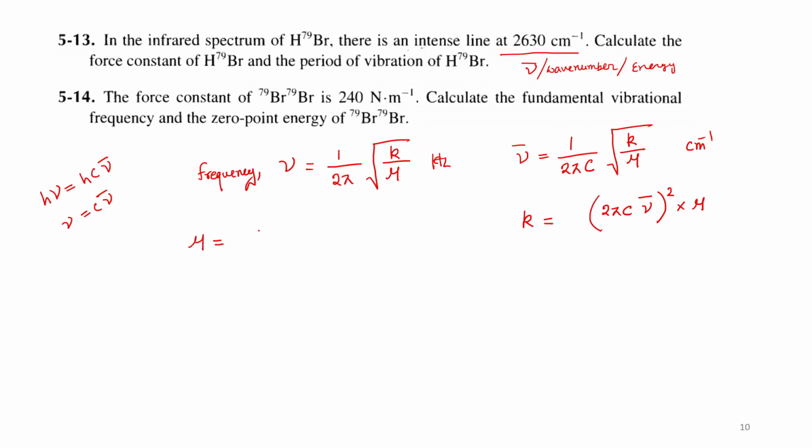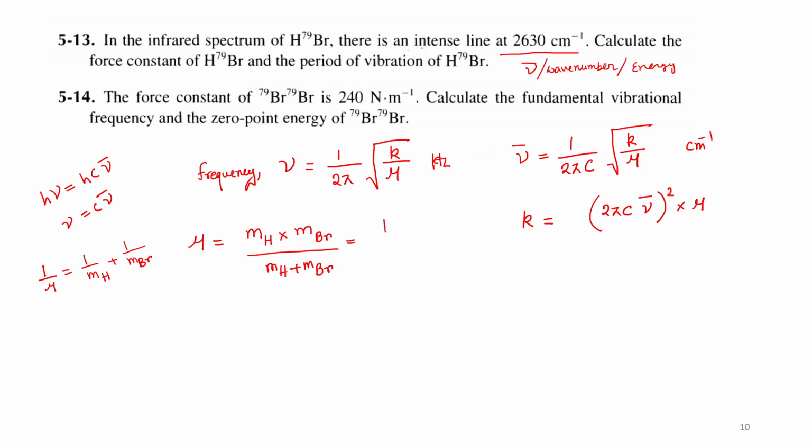So that is actually the mass of H into mass of Br divided by mass of hydrogen plus mass of Br. Coming from that, 1 by mu is 1 by m of H plus 1 by m of Br, right? This is coming from there.